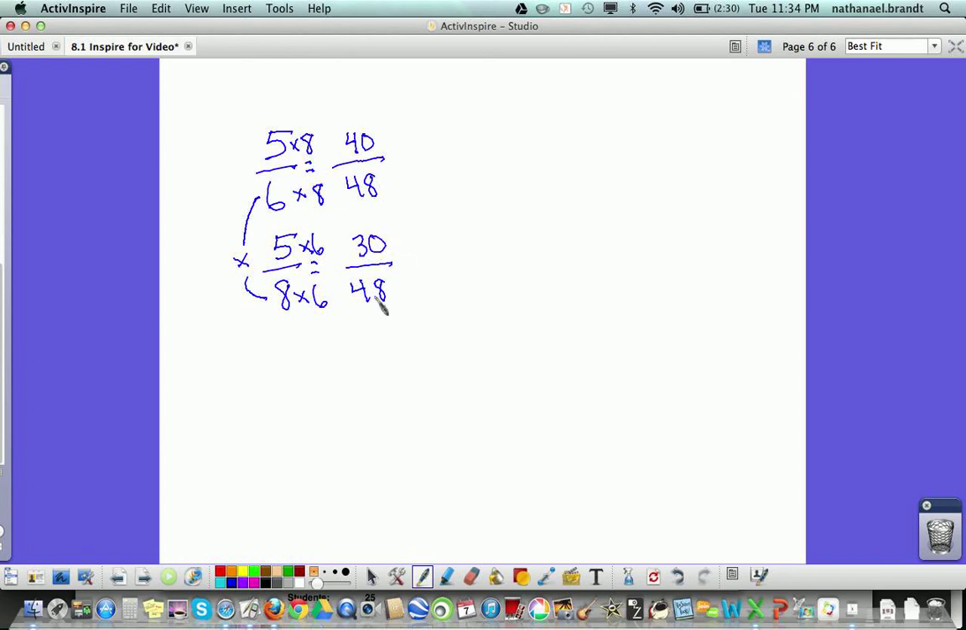So that gives us common denominators. We could compare the fractions, or we could add them up now. So that's quick common denominators.